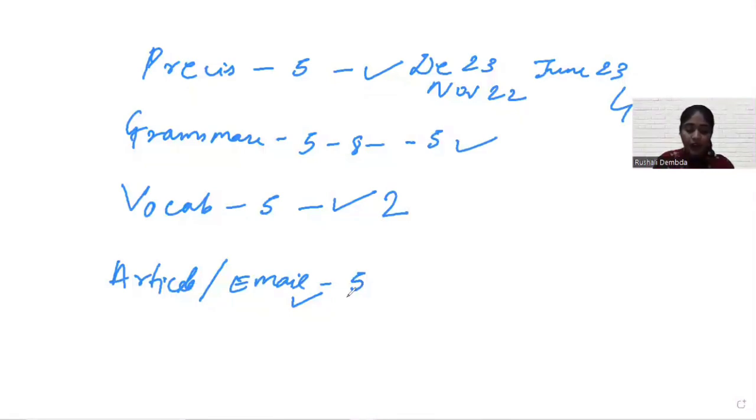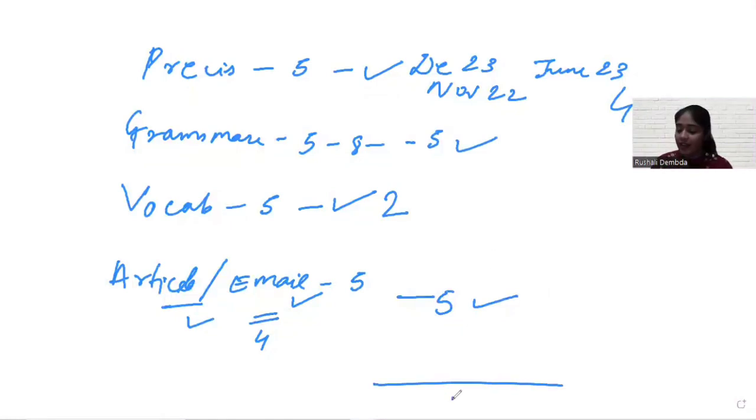And in December 23, they had given article writing for 5 marks. Also in December 23, an email was given for 4 marks. So you can expect 5 to 10 marks from this one. If we score these 5 marks, that is our best. This is the 5 marks we score best.